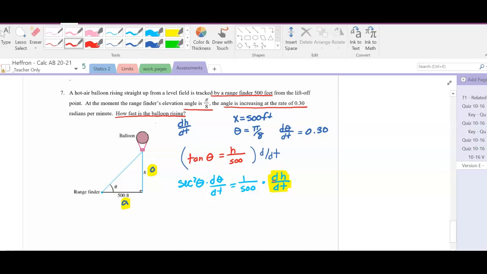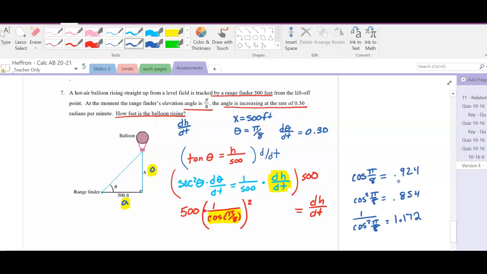So all I really need to do is multiply everything by 500. And I'll have dh/dt equals 500 times 1 over cosine of theta. Well, we know our theta is pi over 8, so I'm going to plug that in. I can square that whole thing because secant is 1 over cosine squared, and that will be my answer. In this case, I can just go right to my calculator and figure out what cosine of pi over 8 is. I'll do that now.